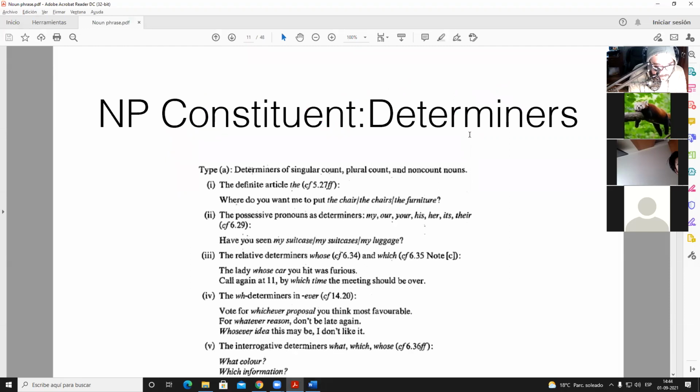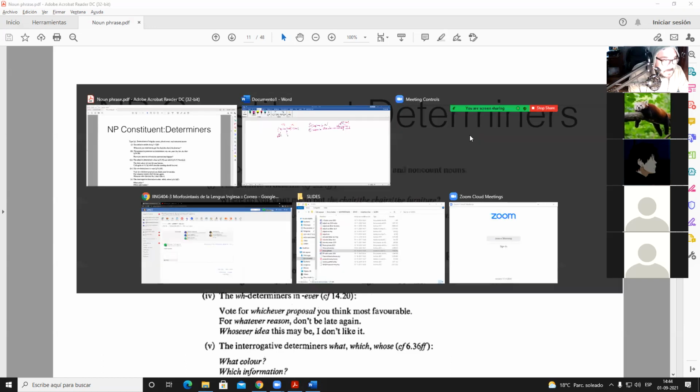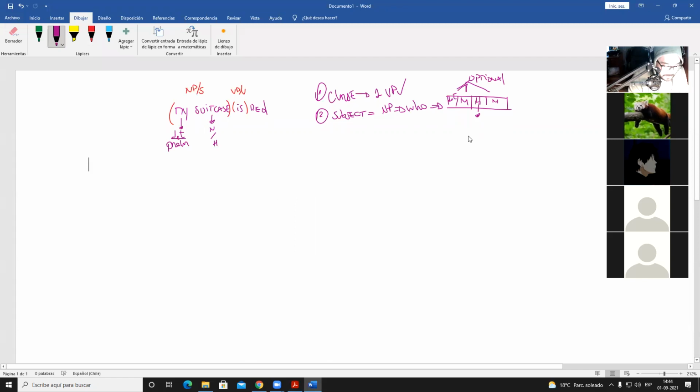So number three, the possessive pronouns as determiners, right? My, our, your, his, her, its, their. So we call them possessive determiners. Then we have relative determiners, whose and which: whose car you hit was furious, or which time the meeting should be over. And please be very careful with this. You can have at least two different forms for using them.